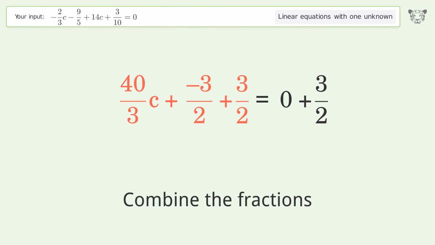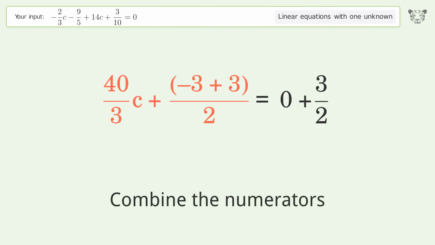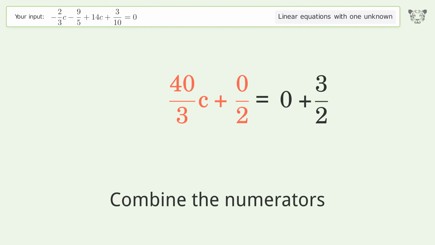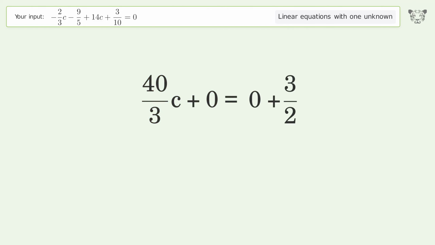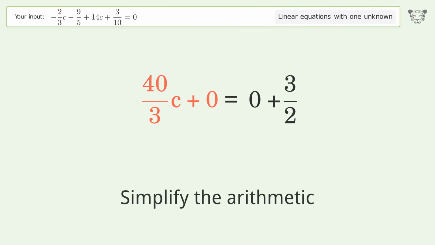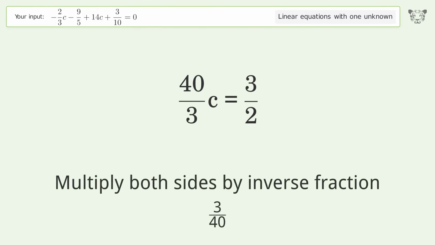Combine the fractions. Combine the numerators. Reduce the zero numerator. Simplify the arithmetic. Isolate the c. Multiply both sides by inverse fraction 3/40.